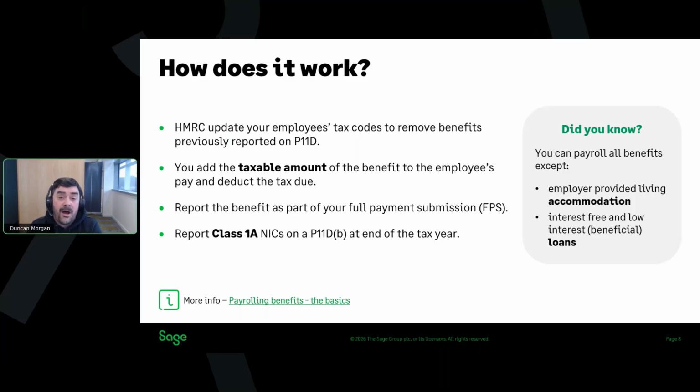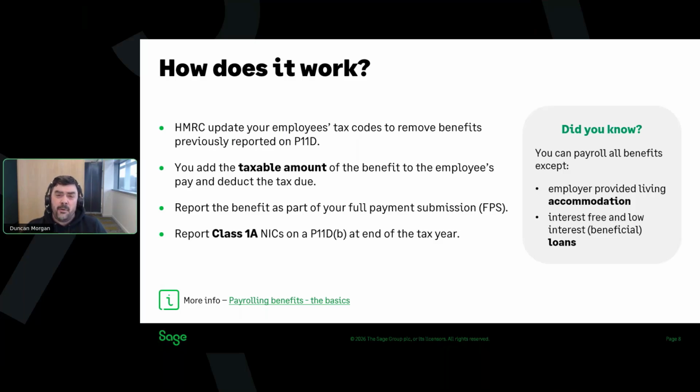So you are able to payroll pretty much all benefit types with the exception of accommodation and beneficial loans. There are some more complex calculations involved in those benefit types, so they still need to be included on a P11D whilst the voluntary arrangements are in place. And then from 2027, you will be able to voluntarily payroll those benefit types.